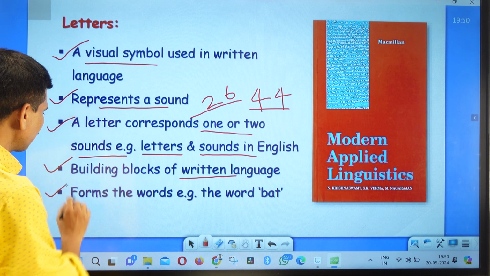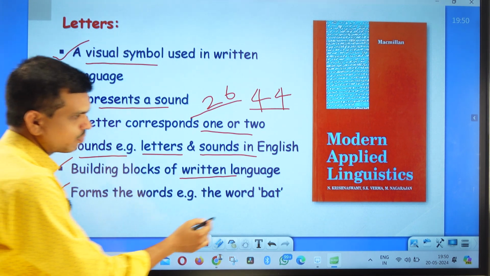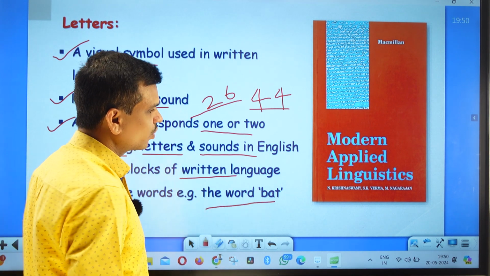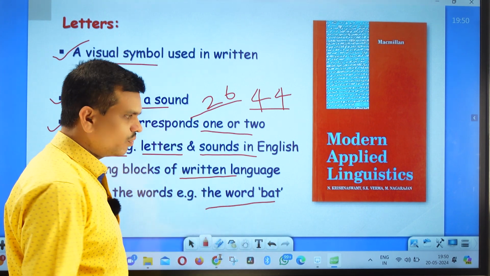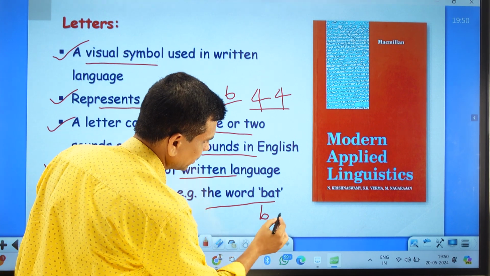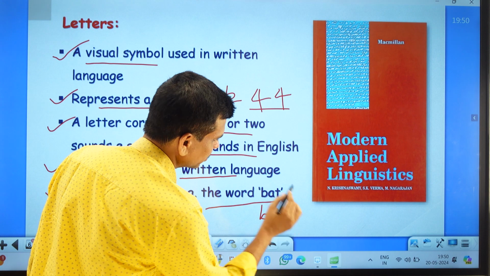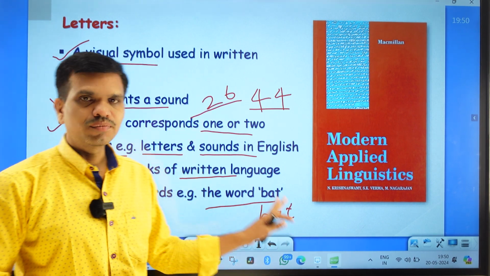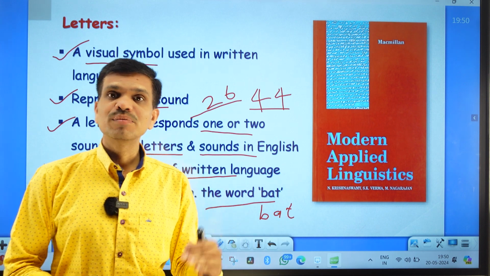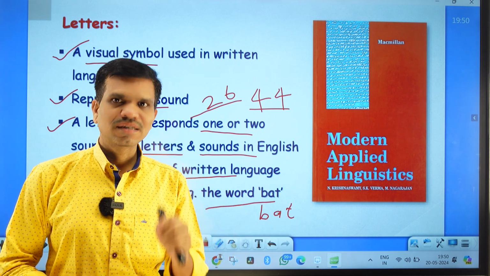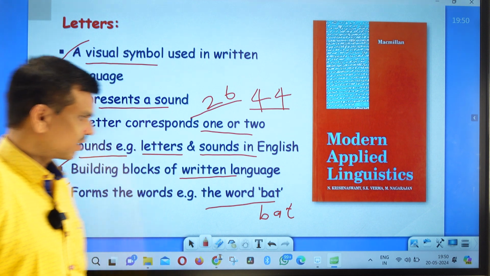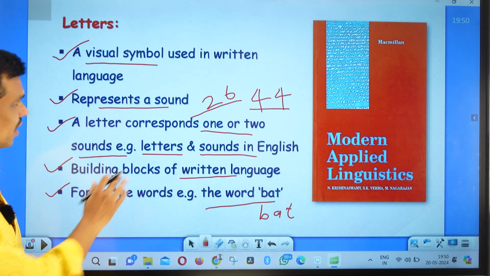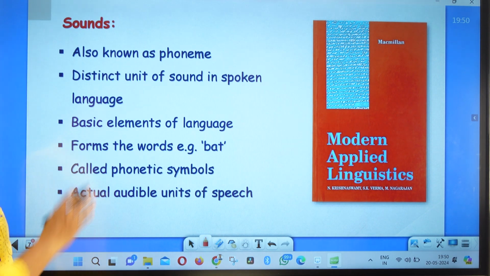Again, we have an example here, forms the words. For example, the word bat. In this word, we have three visual symbols: B, then we have A, and the third visual symbol is T. So this word forms as bat, but this bat also represents the sounds b, a, t. Let's consider sounds here. So I hope you got the idea about these letters. Now we will talk about sounds.